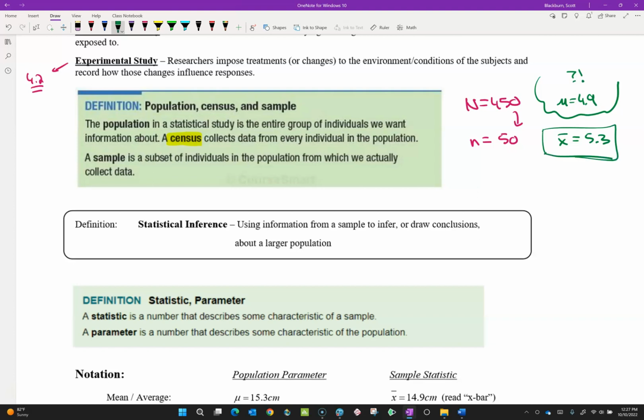I only know this 5.3. The question is, how good is it? How close is it likely to be? Can I make some inferences? Can I say the average word length is bigger than 5? Stuff like that. Without sampling, if we only collected census data, there would be no reason for statistics.